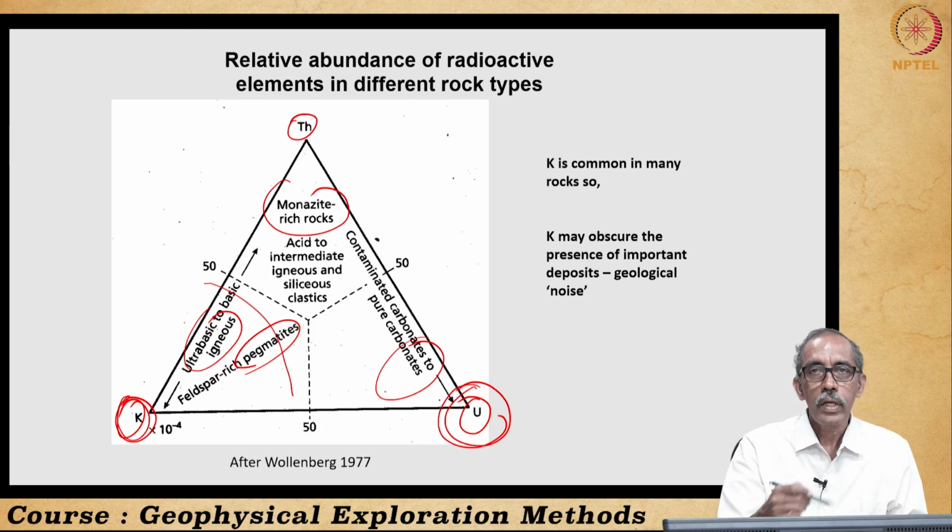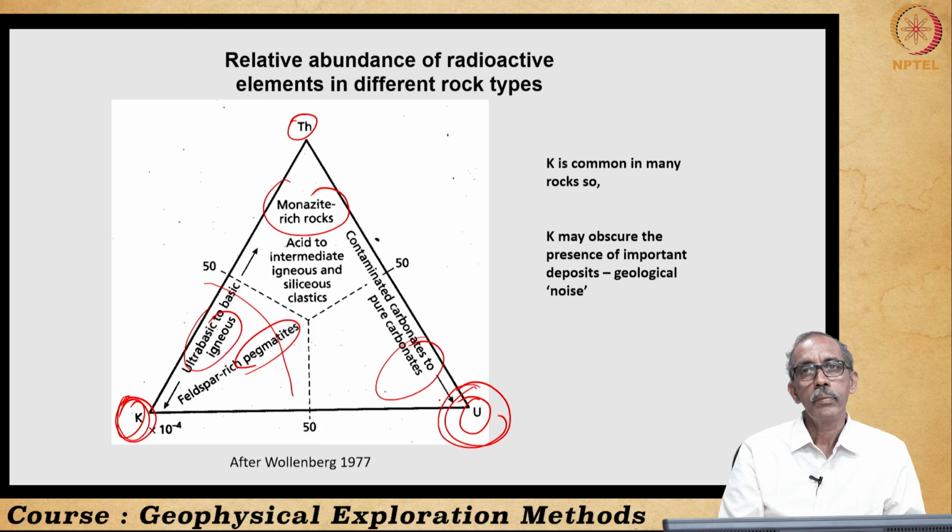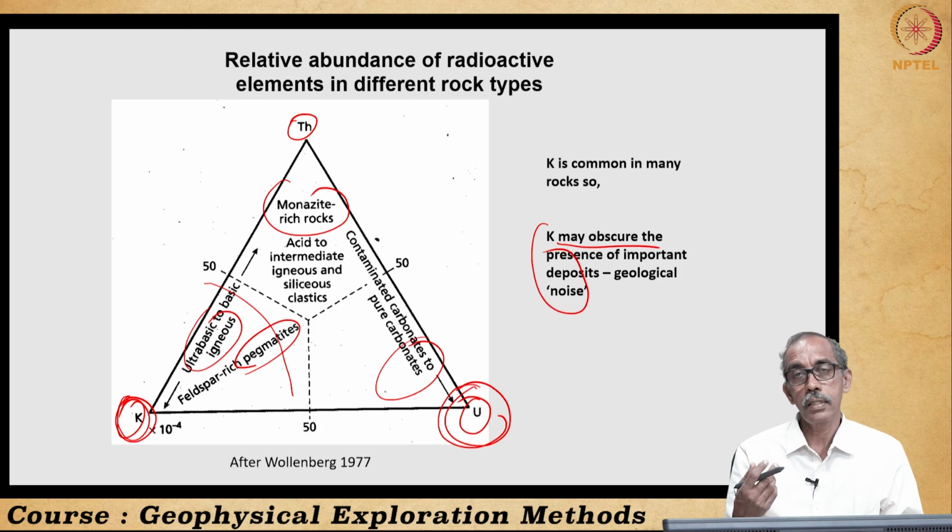The identification of uranium deposit many times may be obscured by the presence of potassium, right. So, in radiometric survey, potassium is considered as a noise. Presence of the radiation which might have been generated by potassium is a hindrance, is a nuisance for us. So, it is considered as a noise.